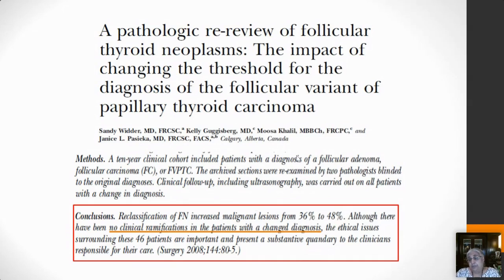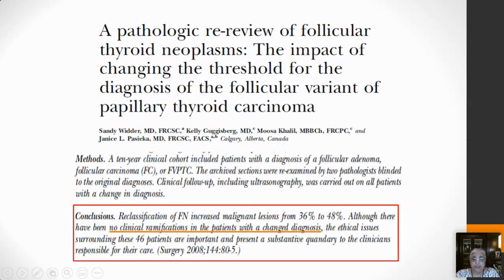Then somebody did a very brave thing and went back and looked at what would be the impact of changing the criteria and making a follicular adenoma, which had been described a long time ago, into the follicular variant of papillary thyroid carcinoma.